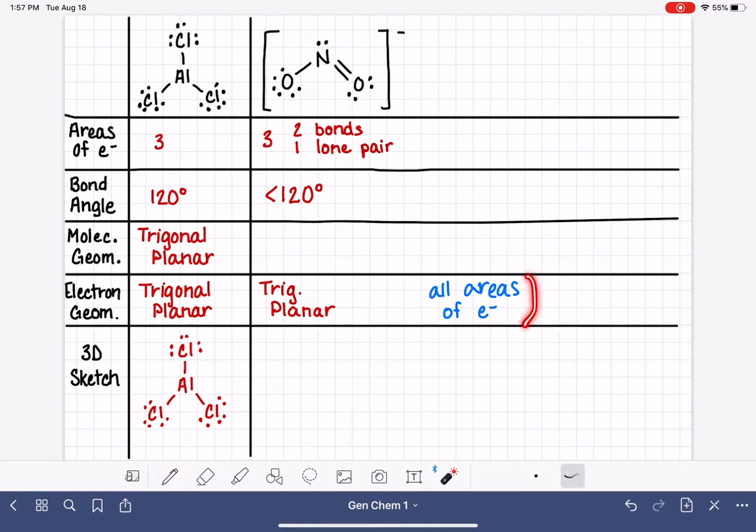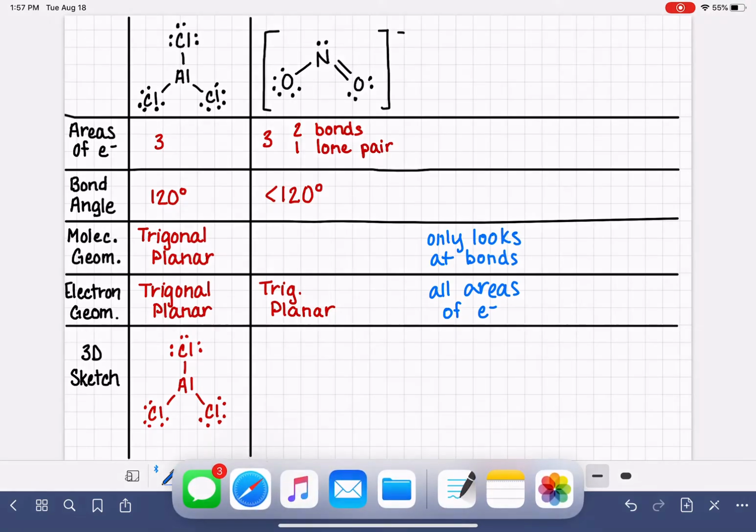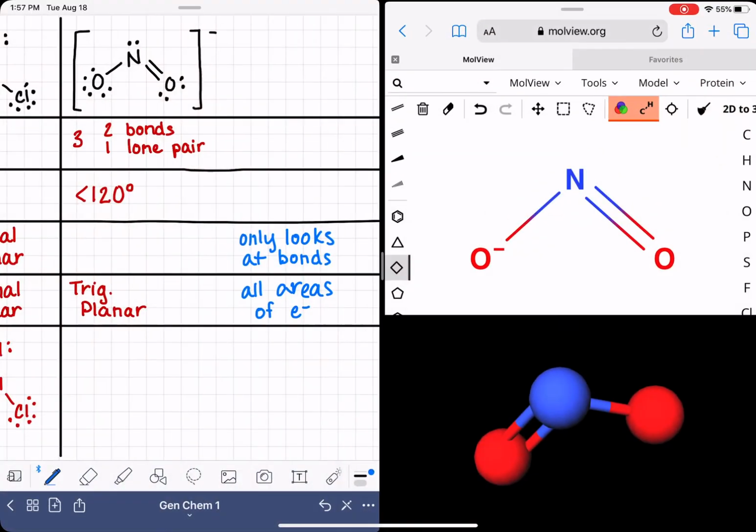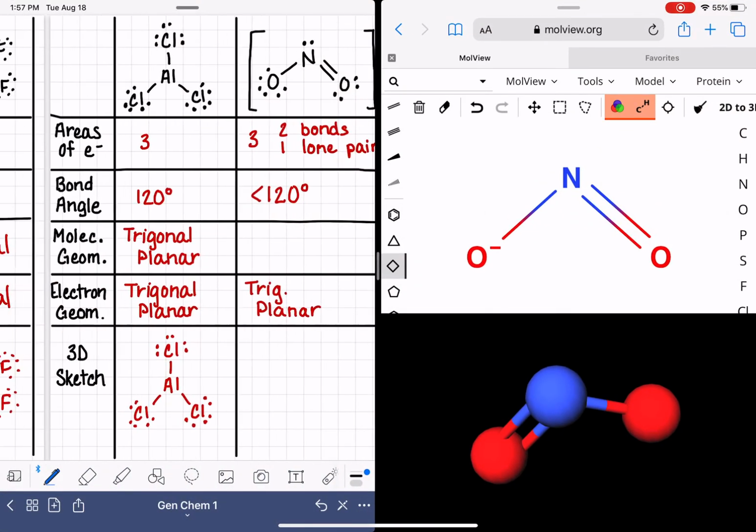Anytime we have 3 areas of electrons, we have a trigonal planar electron geometry. The molecular geometry only looks at the bonds. So we only look at the bonds and we ignore the presence of lone pairs when we're determining the molecular geometry. Let's take a look at this molecule in Mole View so we can see what it looks like, and that'll help us determine what the molecular geometry is.